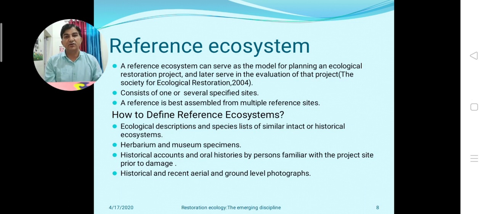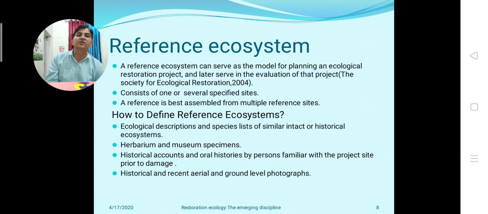It consists of one or several specified sites. You can have the best reference by assembling multiple reference sites. Then you can come to a conclusion: yes, this ecosystem should be up to this level. Then only vegetation would grow.